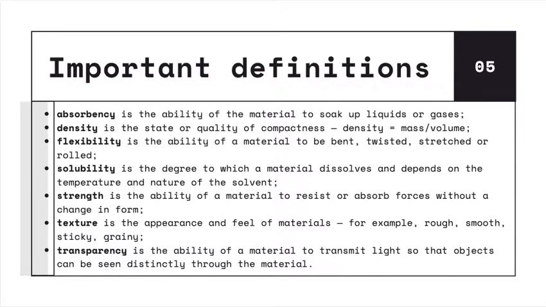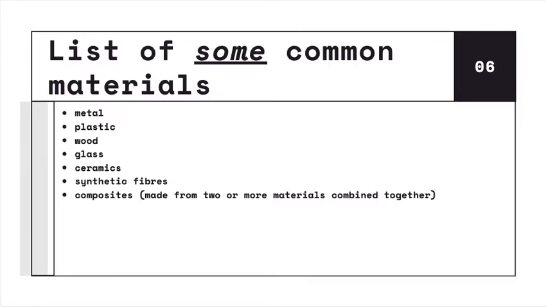That's for sure. Next and last is transparency, and that's the ability of a material to transmit light so that objects can be seen distinctly through the material. So things like plastics and glass are things that are quite transparent, whereas things like timber or metals often are not. So these are some common materials: metal, plastic, wood, glass, ceramics, synthetic fibers, composites. So that's something that's made from two or more materials combined together. There's other materials like natural fibers, like cotton. There's really a multitude of different common materials, and we're going to be having a look at some today.